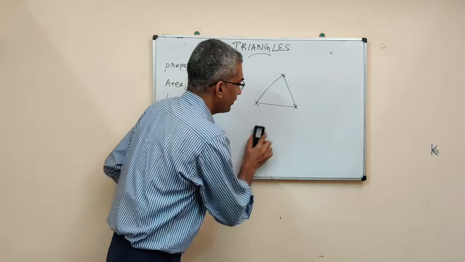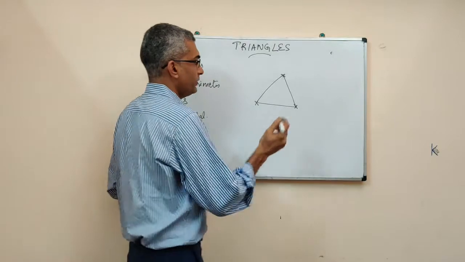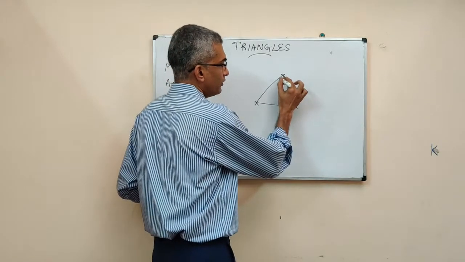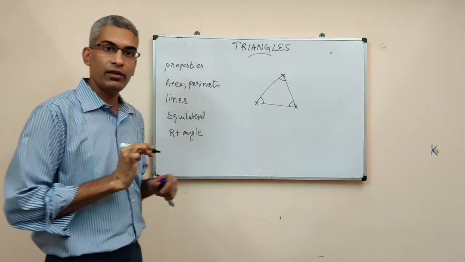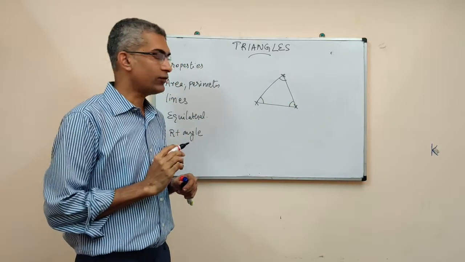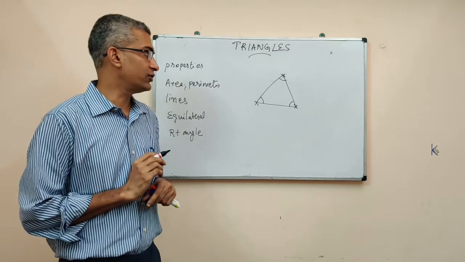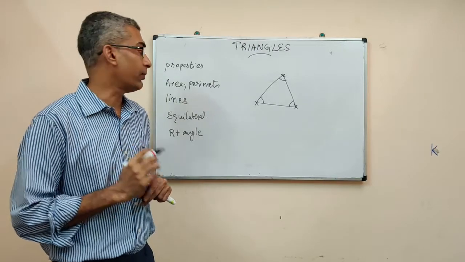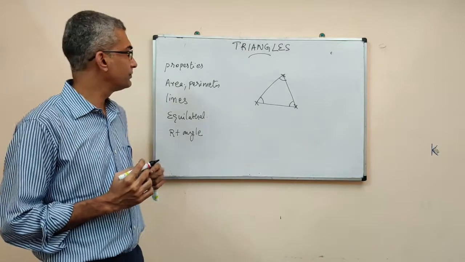Now, when it comes to the properties of a triangle, there are a few of them. If you add up the sum of the angles between the sides of this triangle, you will get a total of 180 degrees. That is the first property, which is very important. We use it very often when we do problems.